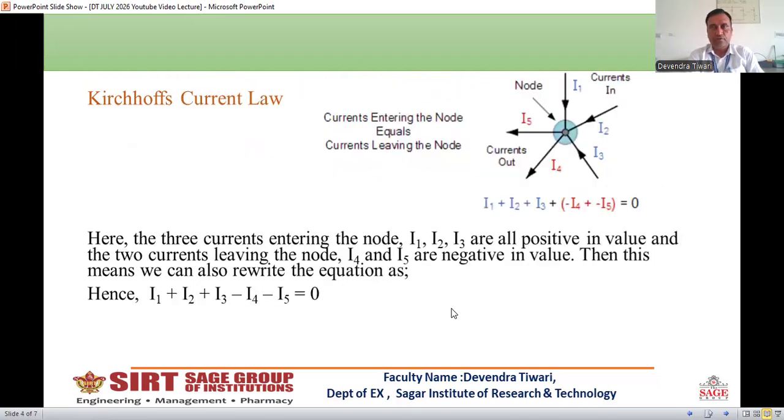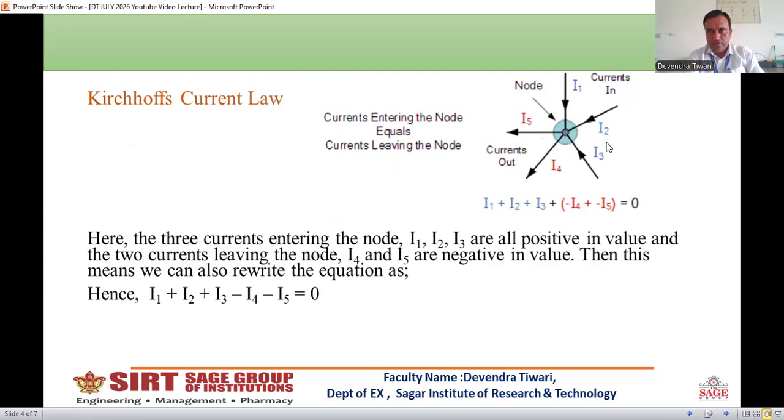So this is a small circuit diagram which will make you understand Kirchhoff's current law more clearly. See the node given to us and 5 currents are here. Some are entering and some are leaving. Currents entering a node equal the current leaving the node. This is all about Kirchhoff's current law.